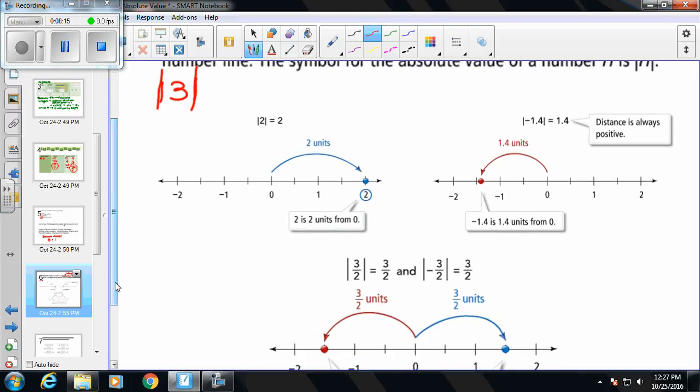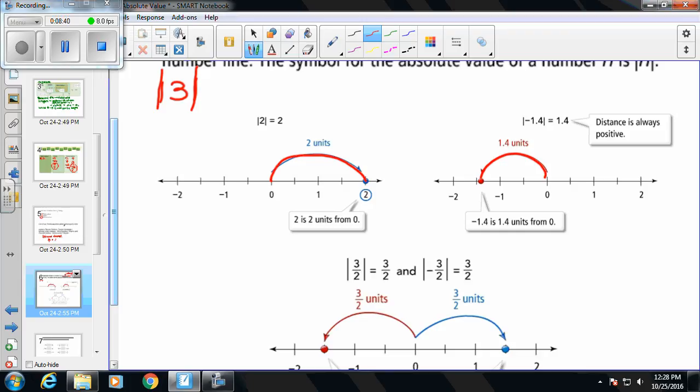So the absolute value of 2 is 2. Here is 0. How far away am I? It's 2 units. Negative 1.4. How far away is it from 0? Here's negative 1.4. How far did I travel? 1.4 units. Okay? Absolute value of a positive number is the number itself.